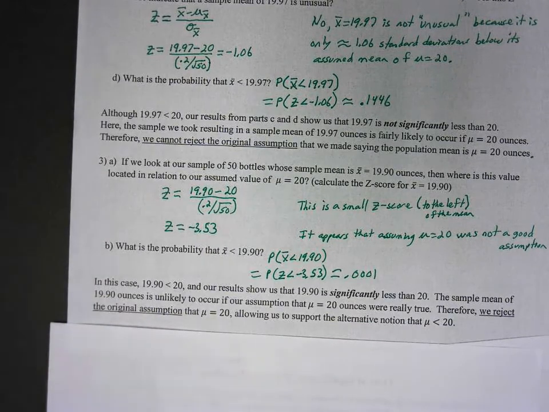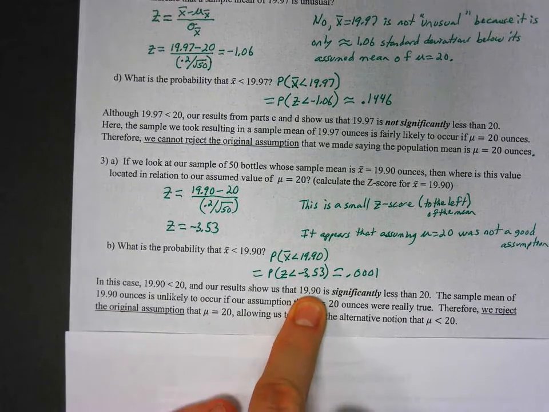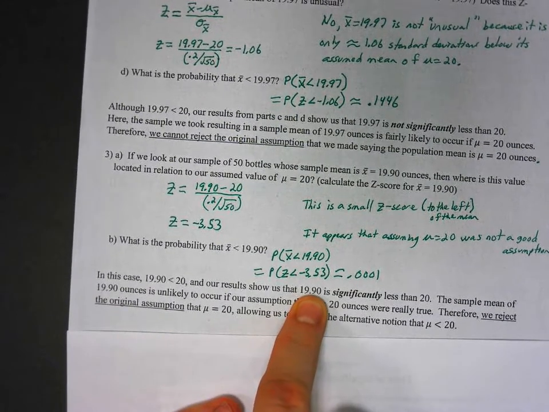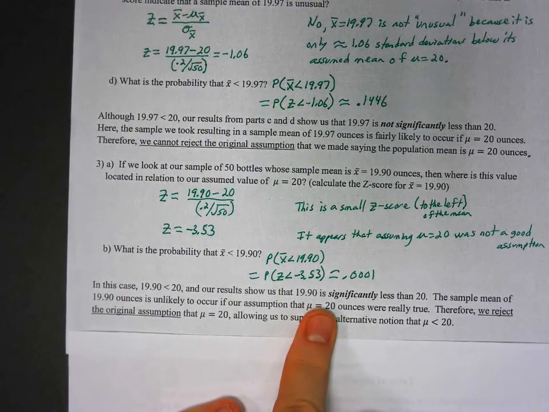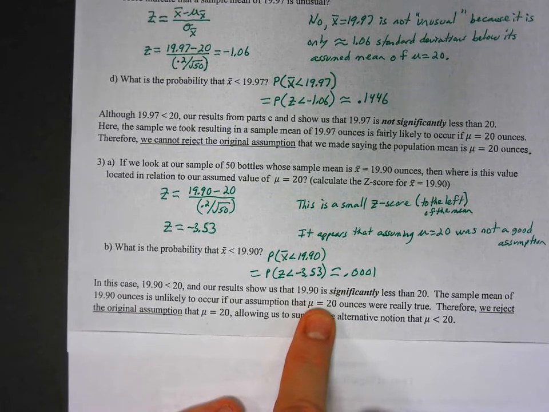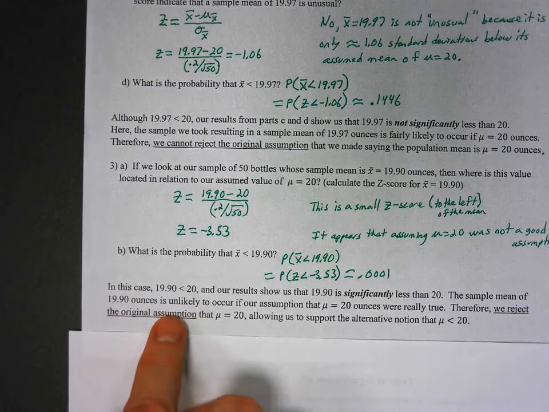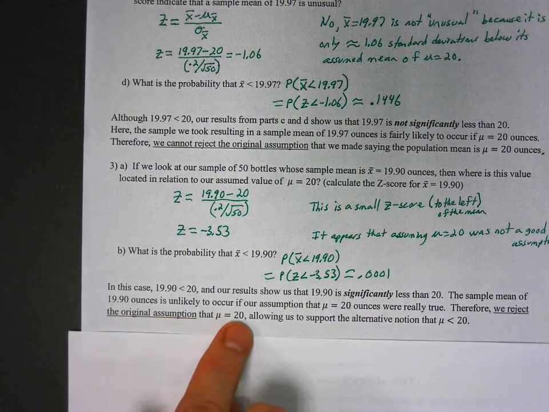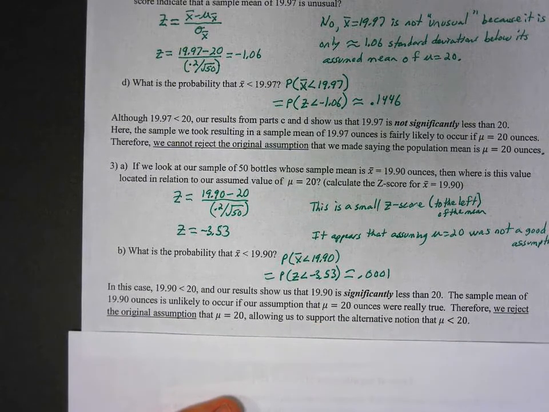Okay, so again, what happened here was the sample that we took ended up being an unusual result, or an extreme result, if the mean really were 20 of the population. Therefore, our assumption that the machine was calibrated correctly in dispensing 20 ounces was probably a bad assumption to make. So we reject that original assumption that mu equals 20. Now remember that original assumption was a null hypothesis, that mu equals 20, allowing us to support the alternative notion that mu is less than 20.